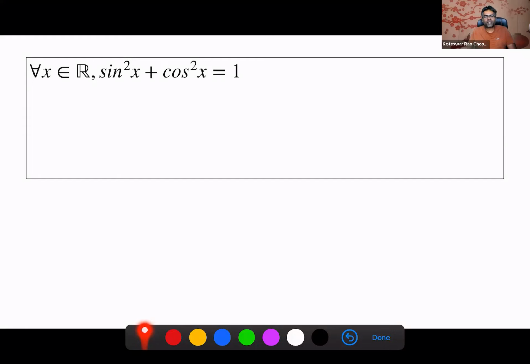So on the other side, what do you have? 1 plus cot square will be equal to cosec square. Very good, cosecant square. And then 1 plus tan square x? Sir, sec square x. Very good. Okay, so we know this.